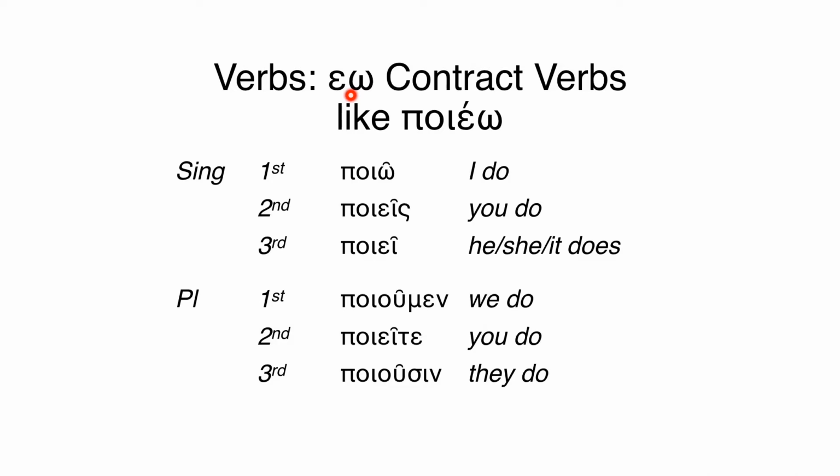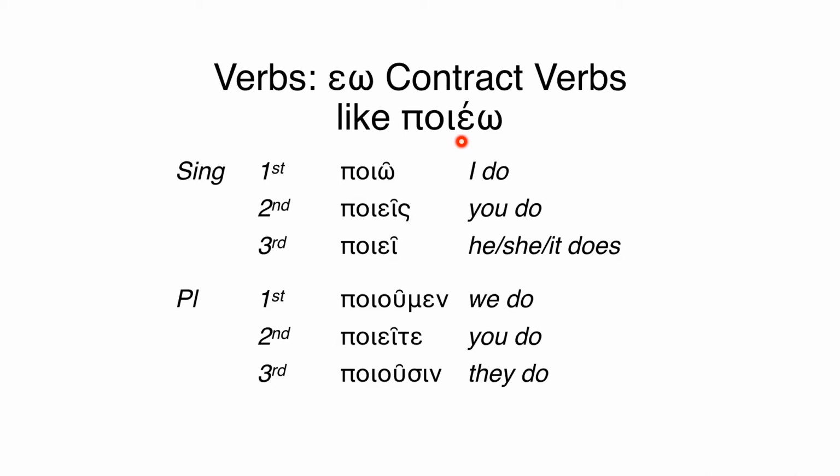Have a look at this table here. We are looking at contract verbs like poieo, or pieo in modern Greek. These are eo contract verbs. That means that the letter epsilon is at the end of the stem. You see it there, pie. And when we add the verb endings to this we get slightly different forms compared to luo. So let's look at them.